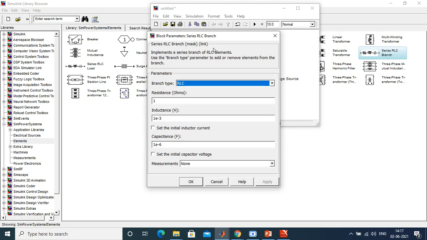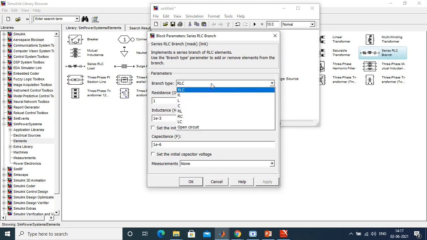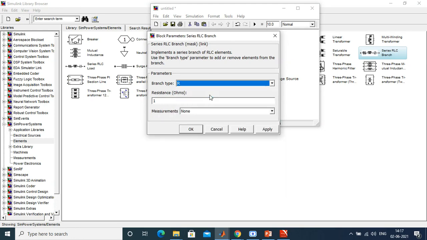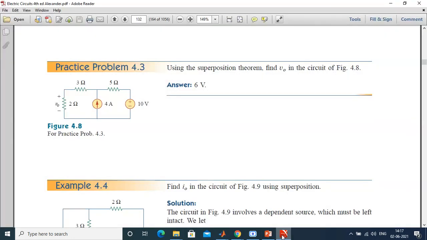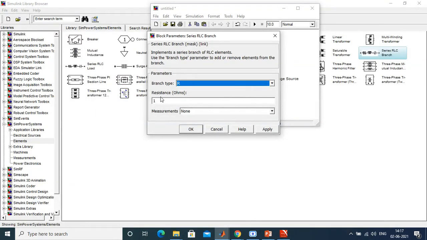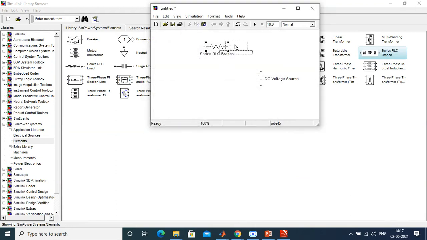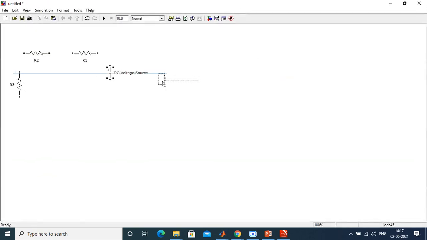Here it is an RLC branch. Double click on it and set the branch type as R only. What is the resistance value? The resistance values are 5, 3, 2, so I need three resistors. Here it is 5 ohms. Apply. Now I will name this resistor R1. Next, similarly one more resistor, a 1 ohm resistor, and rotate it like this.